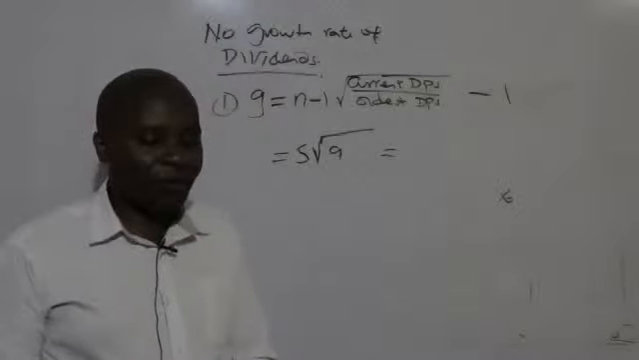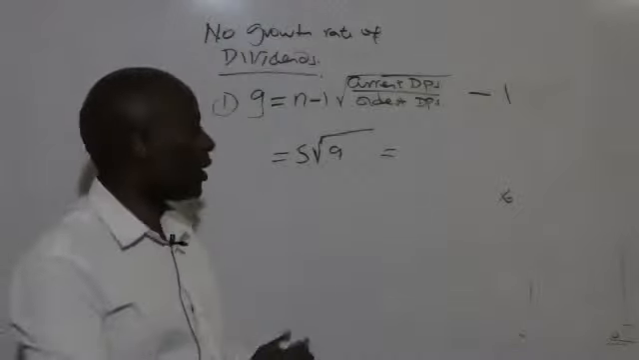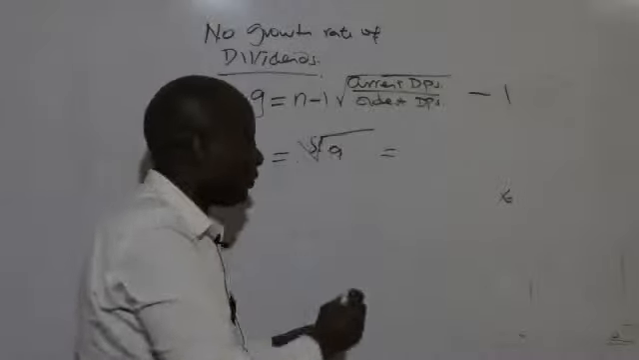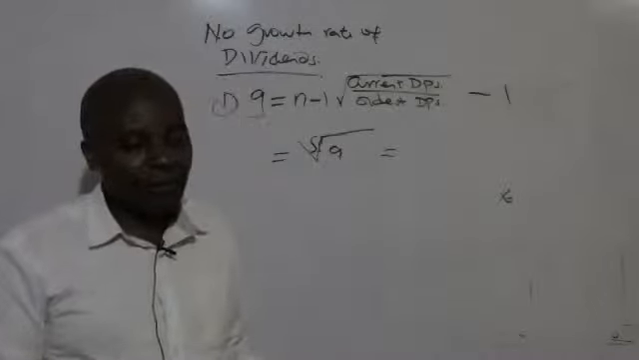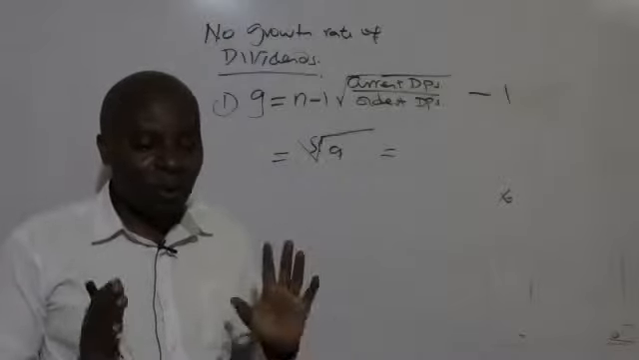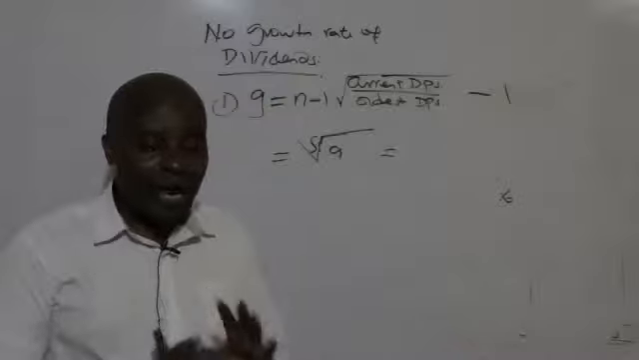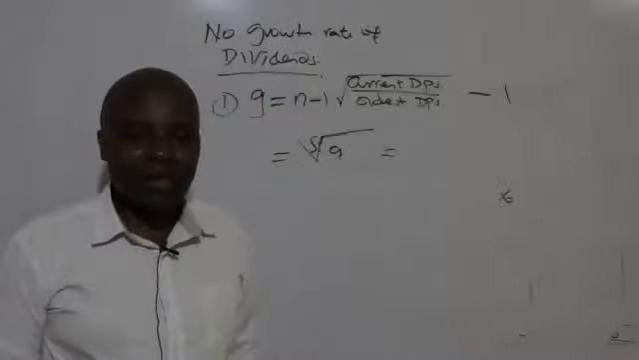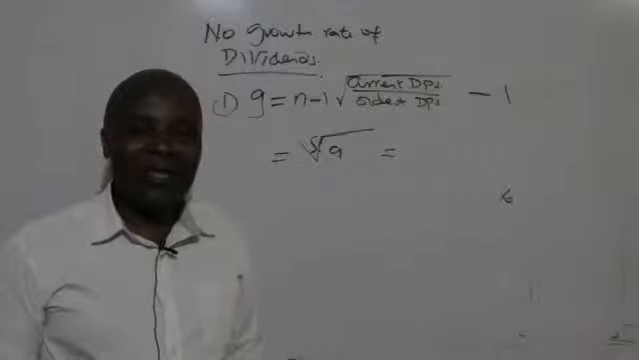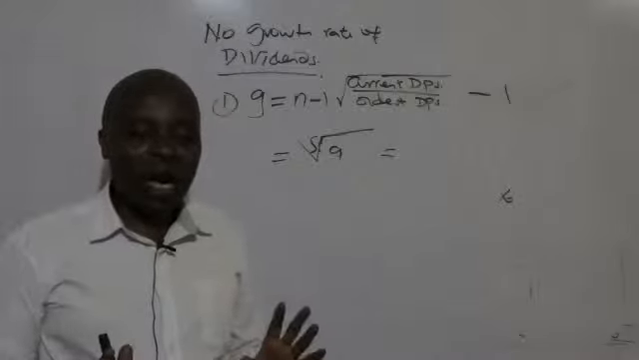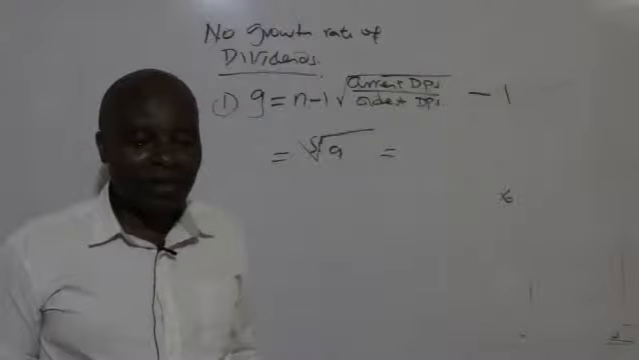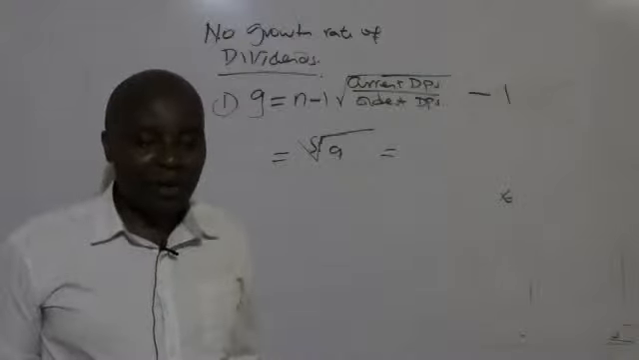Fifth root of 9. The correct answer is 1.55. Let's see how many students will be able to get it. So, how many of us are saying it's 1.55?